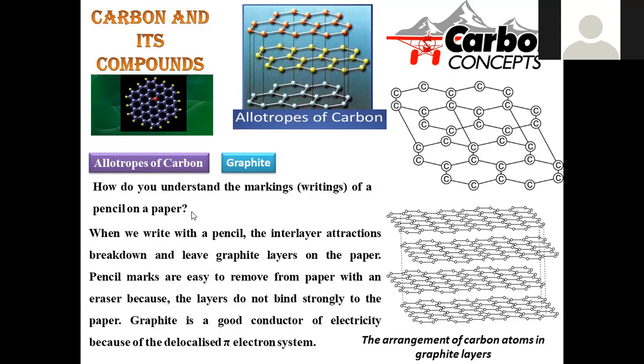And here is a question regarding this allotropic form of carbon called graphite. How do you understand the marking of a pencil on paper? How is it able to write? Let us see. When we write with a pencil, the interlayer interactions break down and leave graphite layers on the paper. We already know that all the layers are associated with London dispersion forces, also known as van der Waals forces. Whenever we apply pressure on the paper, these forces are minimized and graphite is deposited on the paper.